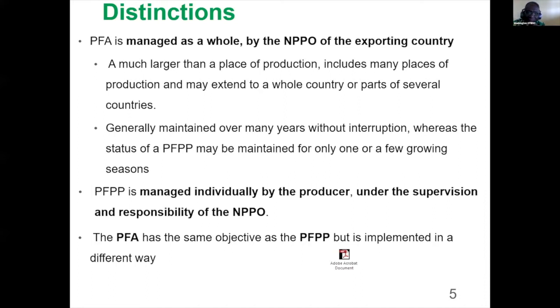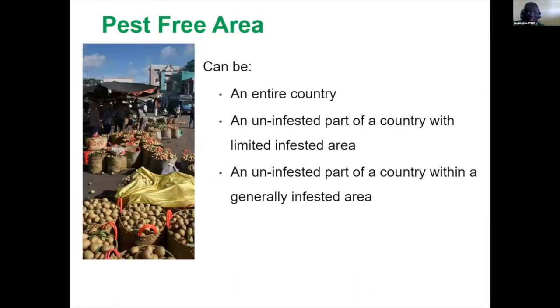Now, a pest-free place of production is managed individually by a producer, but still under the supervision and responsibility of the NPPO. Unlike the pest-free area where the NPPO is maintaining and fully responsible, here the producer also has a hand. And the objectives of both are the same. It's only the ways in which they are implemented that may be different. I say maybe. It could be the same, but they may be different.